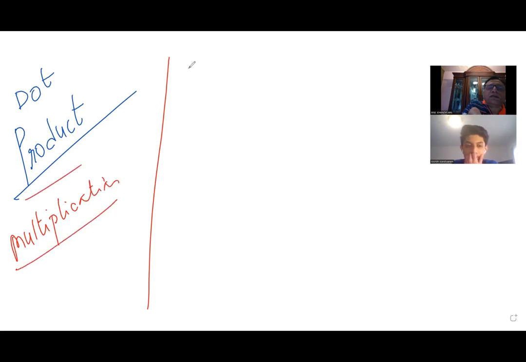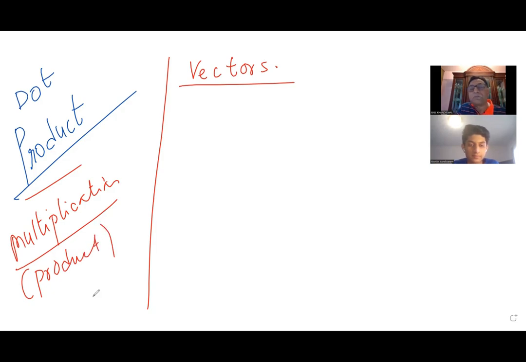Now, in vectors, we have kind of multiplication, but we have three types of multiplication, which we actually call products. So product of two numbers. One of them, which you learned earlier, was scalar product, or you can say scalar multiple, or scalar multiplication.